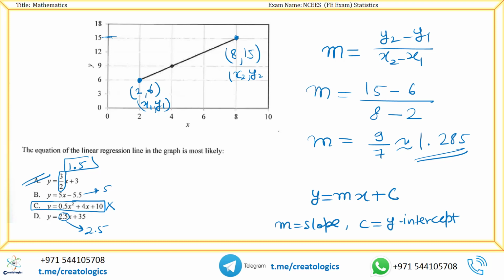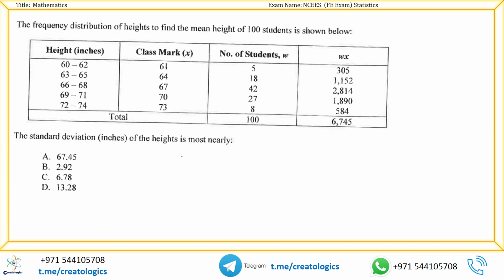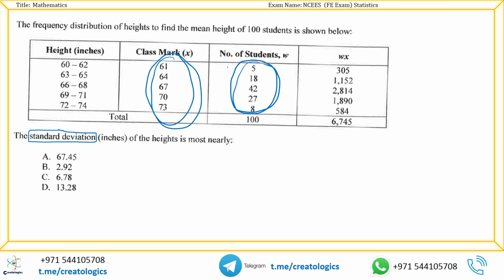Next question. The next question is: the frequency distribution of heights to find the mean height of 100 students is given below, and the question says find the standard deviation in inches for the height. So you have to find the value of the standard deviation from this frequency distribution table. These are the frequencies, and these are class marks, meaning the values of xi, and already the product is given to us. So the first step is to find the mean value because that we need.